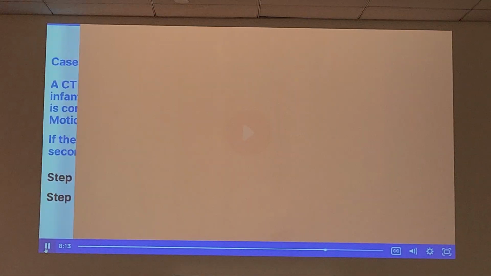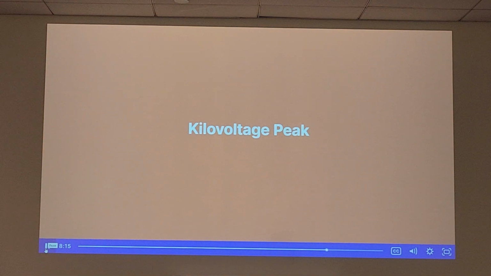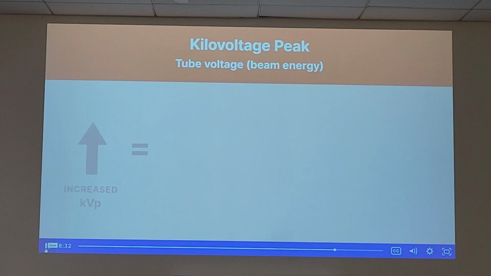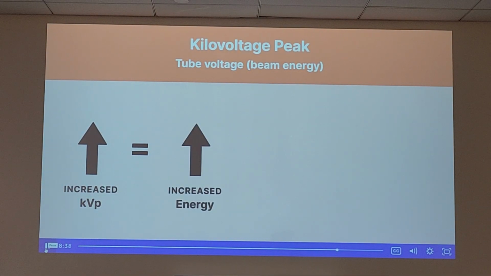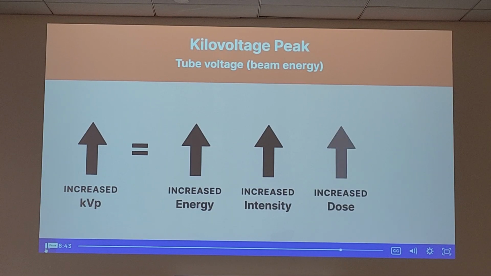The last exposure factor we'll discuss is the kilovoltage peak, or kVp. kVp is the voltage of the X-ray tube, and therefore controls the beam energy. But that's not the only thing it affects. Changes in kVp have a predictable effect on the X-ray beam. If we increase kVp, this will increase the beam energy, but it also increases the beam intensity, which then increases the patient dose and increases the exposure to the receptors.